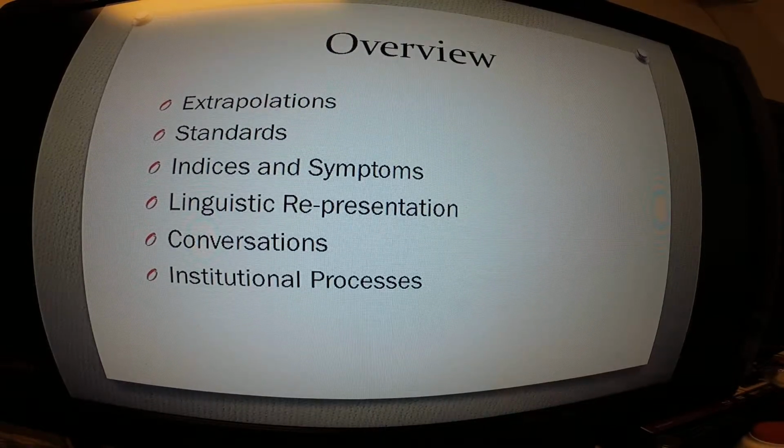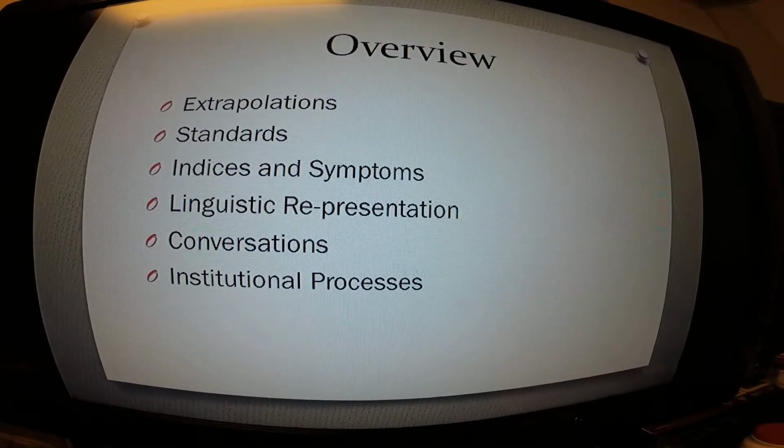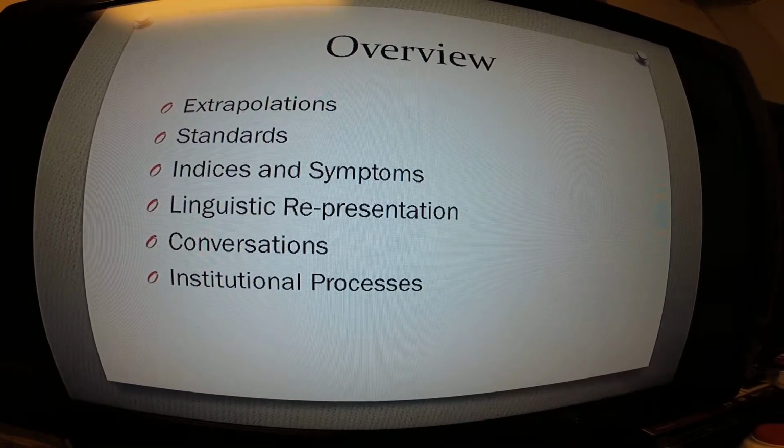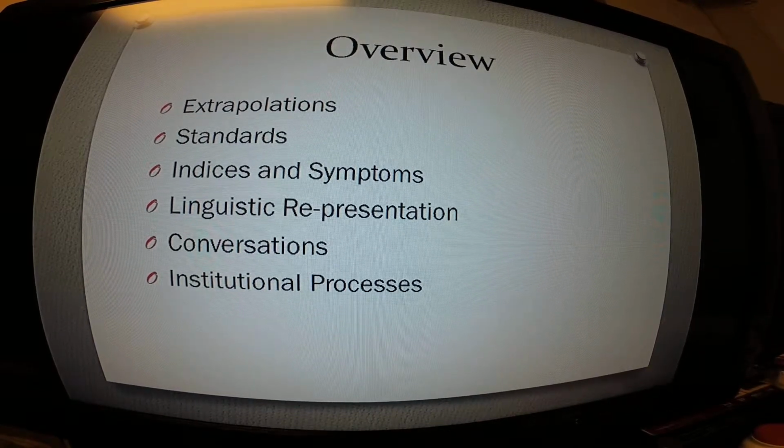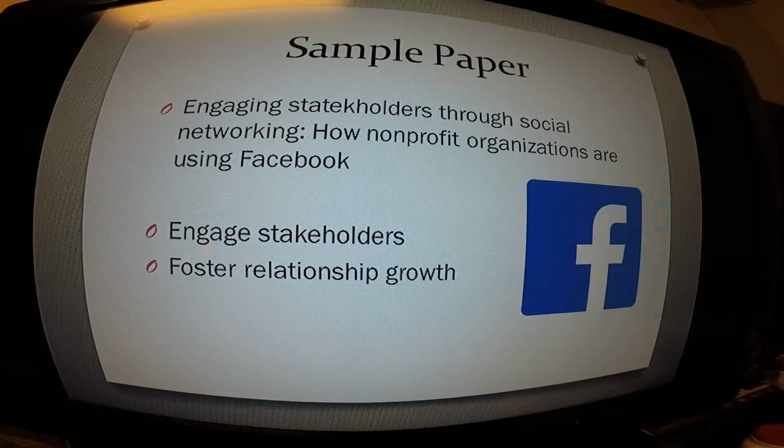So our overview, what are our 6 categories? They are extrapolations, standards, indices and symptoms, linguistic representation, conversations, and institutional processes.